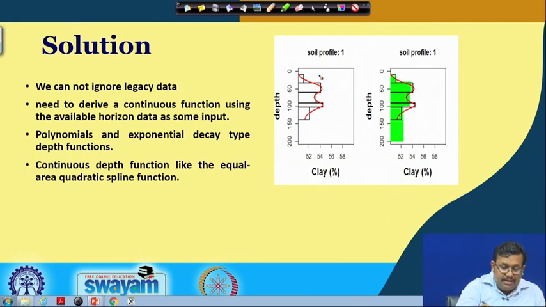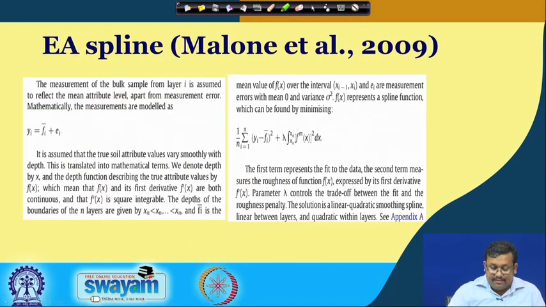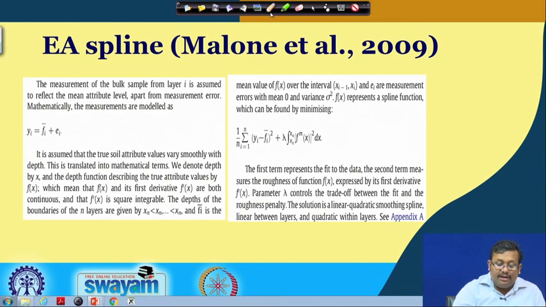So, this is an example, and let us see in details about the mathematical function. Obviously, the formula for the equal area spline was first given by Malone et al. in 2009, where we assume that the measurement of a bulk sample from layer i is assumed to reflect the mean attribute level apart from measurement error.